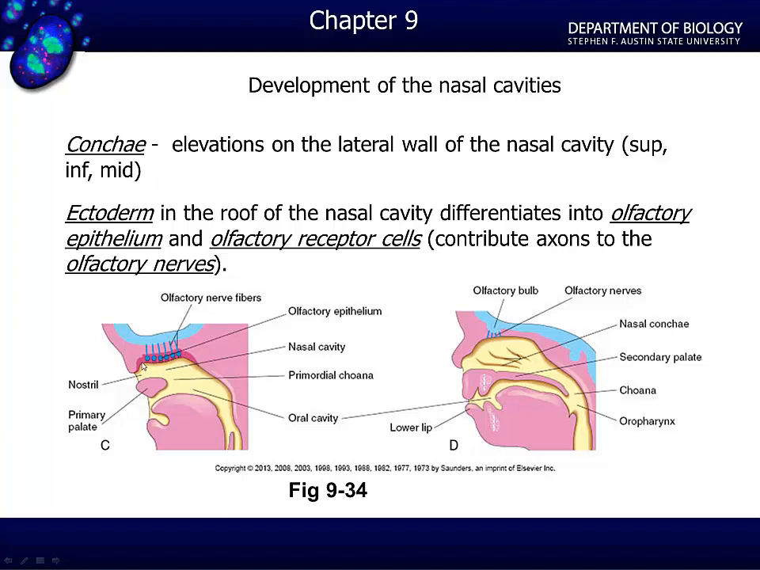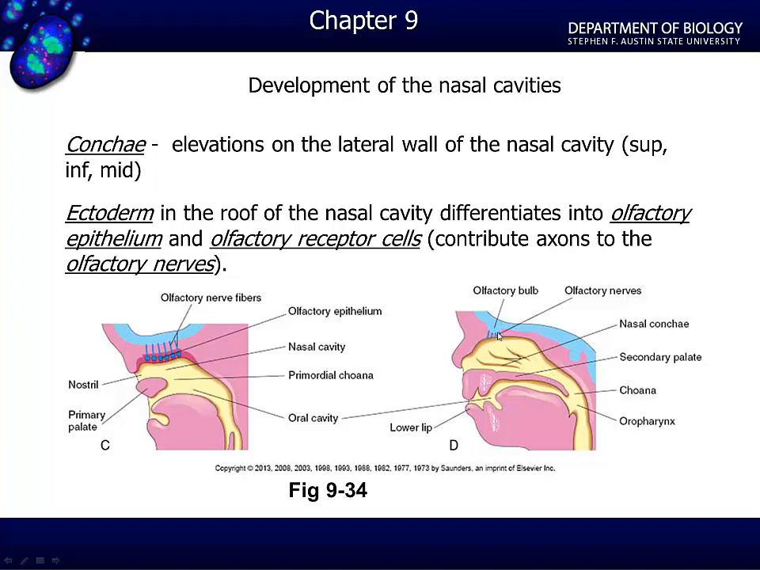So as we look at this primary choana, what we're going to see is we've got ectoderm along the roof of the nasal cavity, and this is going to develop into our olfactory epithelium. Now, this is going to include our olfactory receptor cells, whose axons then make up our olfactory nerves. These are going to form synapses with other neurons in the olfactory tract that will send information on to the brain.